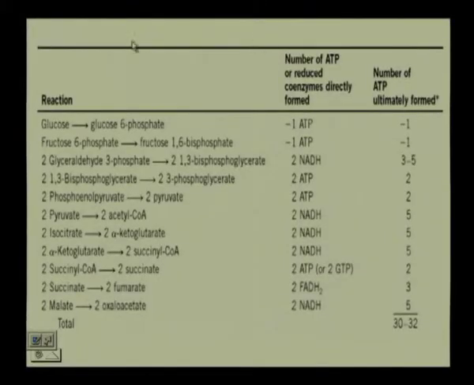Okay, let us get back to the slides here. And this is actually the whole balance sheet. We have the number of ATP or reduced coenzymes that are directly formed from each step, and the number of ATP that are ultimately formed. So we have a count of exactly what we did, where we consider all the NADH, all the FADH2, all the possible ATP, and we finally got 32. They say 32 because they have considered this as 3 to 5, but 32 ATP is fine.